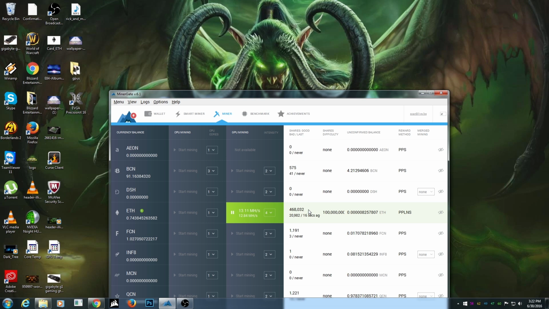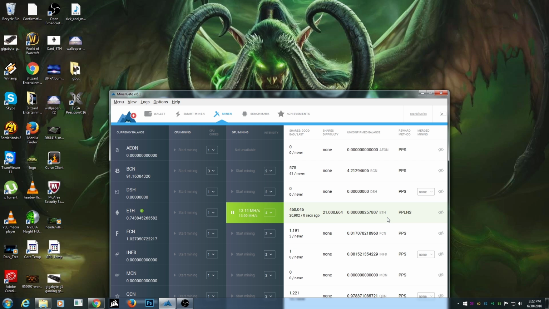Well, that's pretty good. And yes, Ethereum is stable at 0.12 a day with the GTX 970. So that's kind of low actually. That's not really much, but there's one thing.